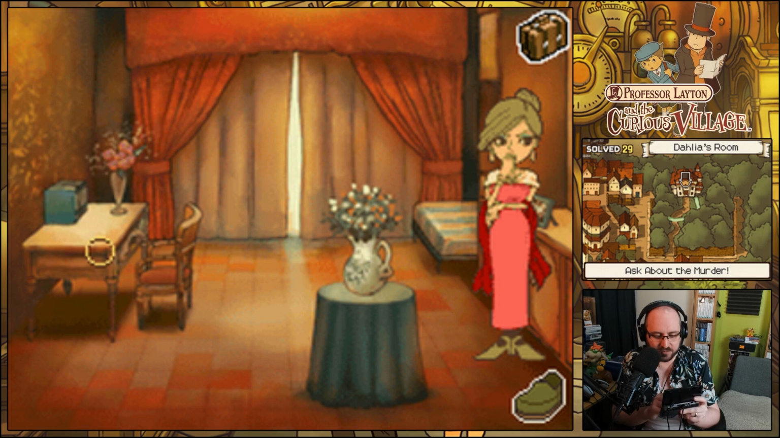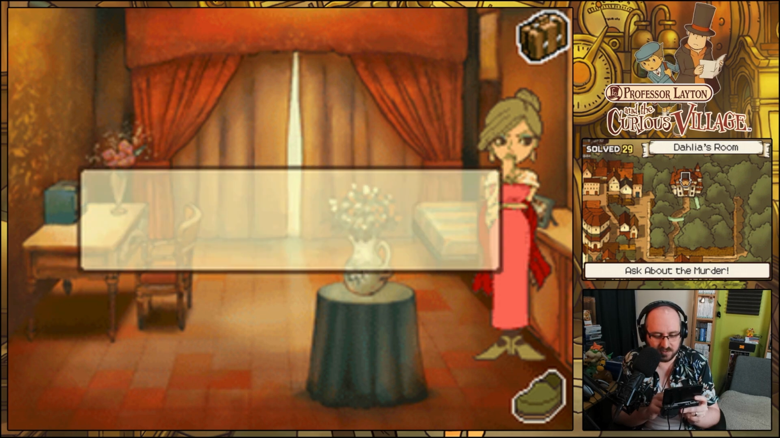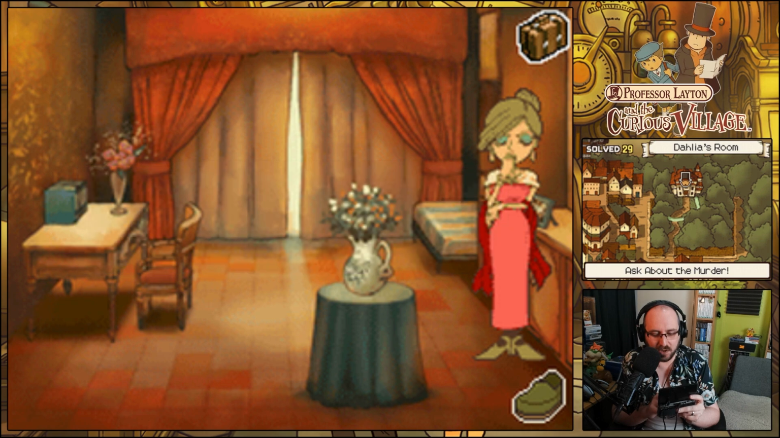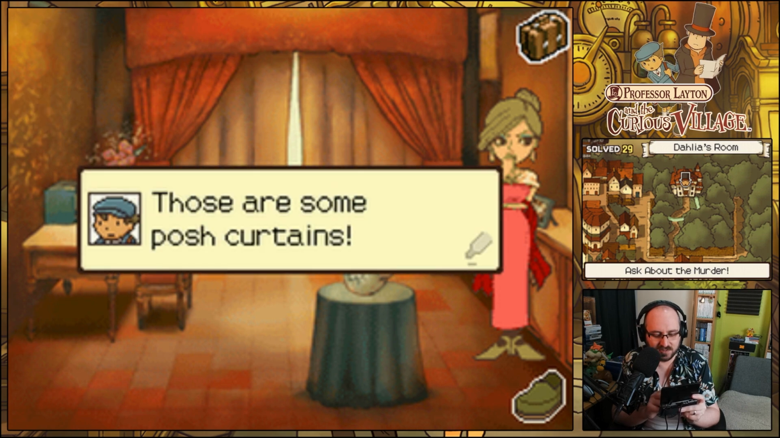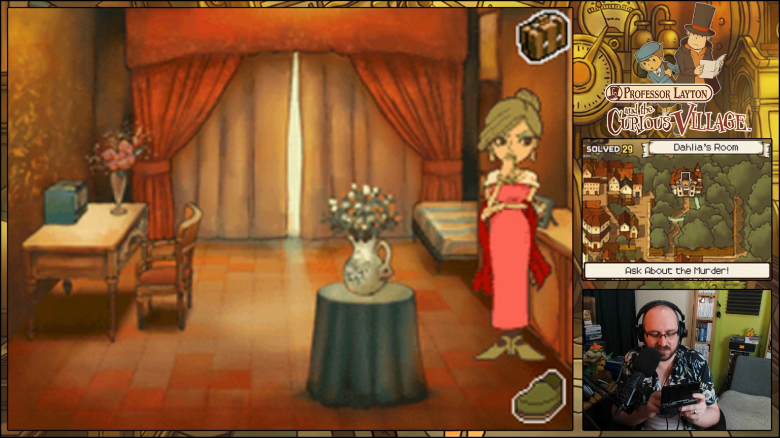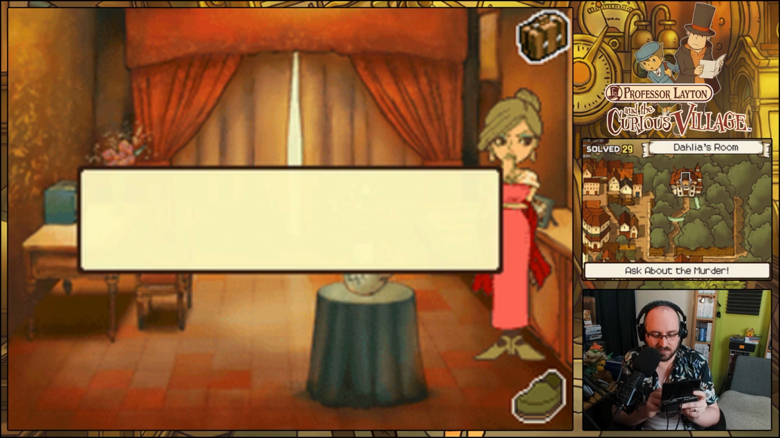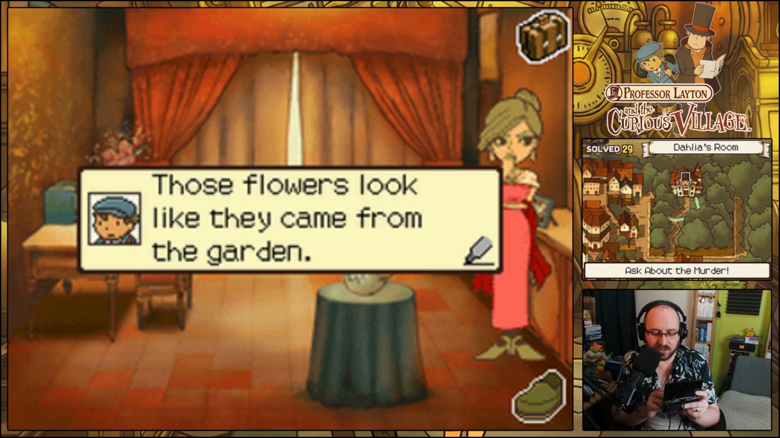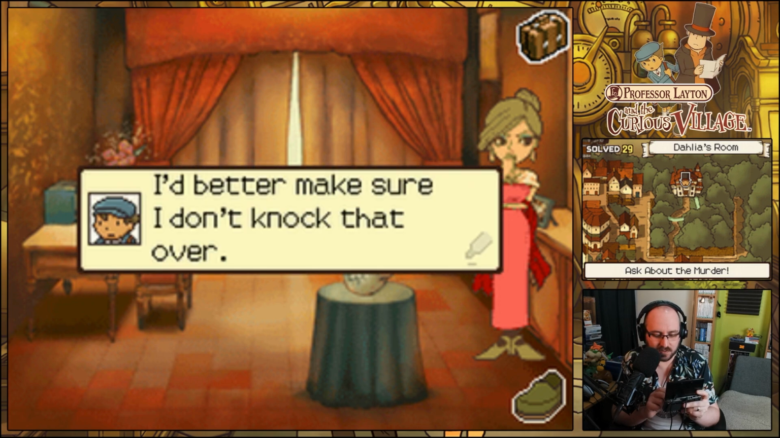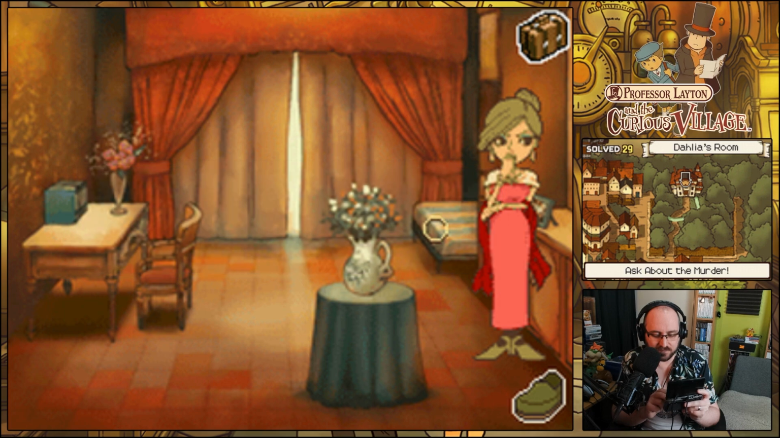Let me check out your room first. Sorry, Lady Dahlia. I've got to literally poke everything that exists. Those are some posh curtains. The entire garden is visible from this window. This coin over there. The lovely vase. Those flowers look like they came from the garden. I better make sure I don't knock that over. Indeed. I want to check the picture behind her.